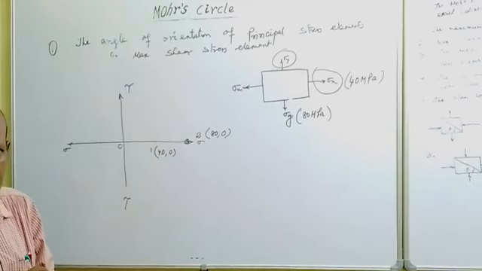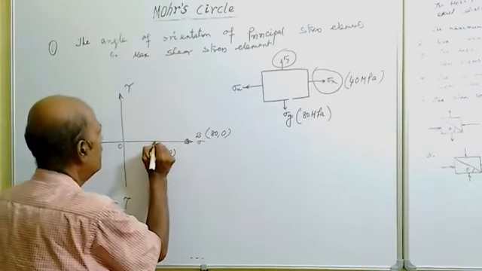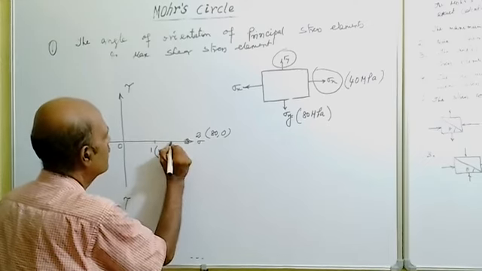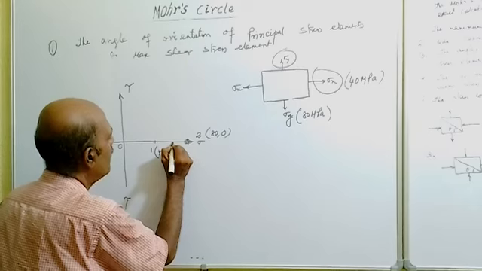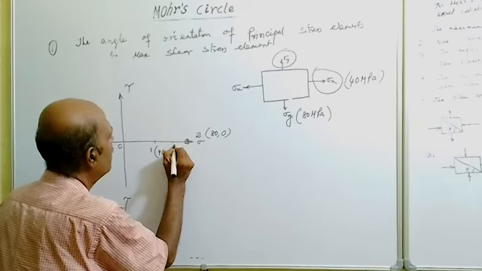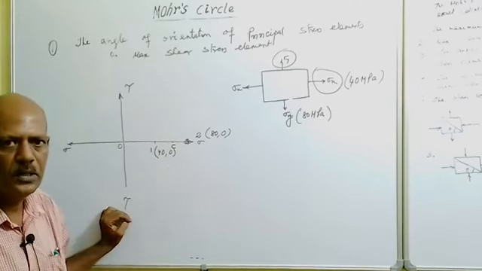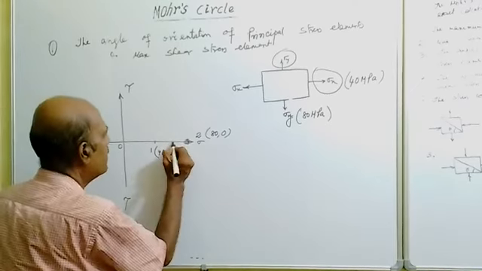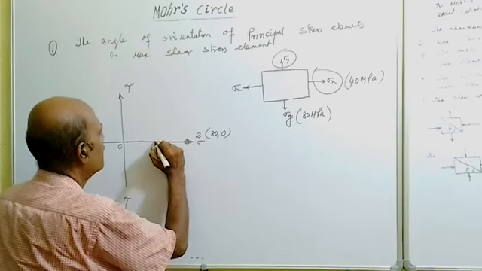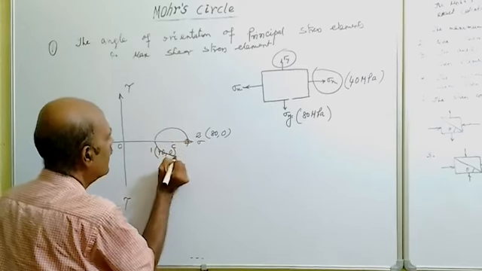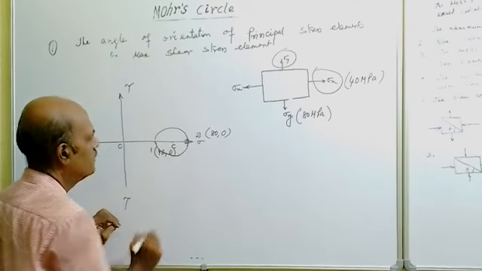Now in this case, this is point 1, this is point 2. Divide this distance into 2 equal parts, so you will get the center of the Mohr circle. Now by taking this one as center and this one as radius, complete the circle. So this circle becomes the Mohr circle.